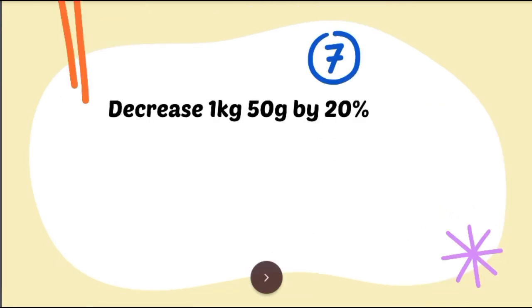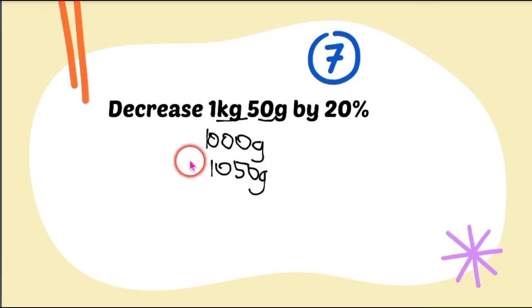Question 7. Decrease 1 kilogram 50 grams by 20%. So to do this, you have to change this 1 kilogram to grams. So of course that's 1000 grams. And if you are going to add, you have to add this 50, so that will give me 1050 grams. We are going to do 20% of that, which is 20 over 100.